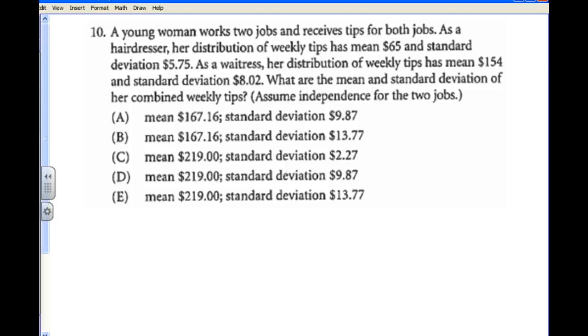Number 10. So a young woman works 2 jobs and receives tips from both jobs. As a hairdresser, her distribution of weekly tips has a mean of 65, standard deviation 575, so those two go together.